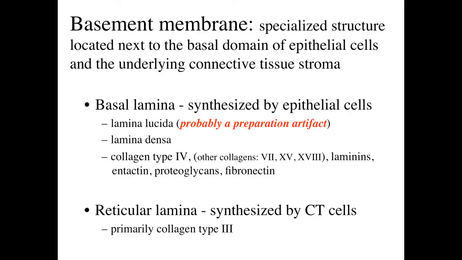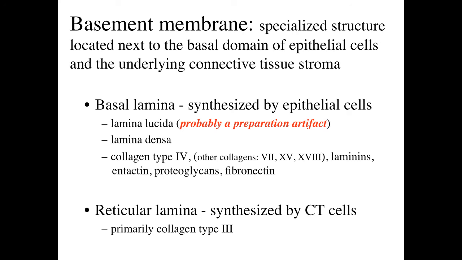Now, the basement membrane is a specialized structure. It's located next to the basal domain of epithelial cells, and it involves the underlying connective tissue stroma. The basal lamina is synthesized by epithelial cells, and the reticular lamina is synthesized by connective tissue cells. Taken together, the basement membrane consists of a basal lamina and a reticular lamina. We're going to talk about two components of the basal lamina, a lamina lucida and a lamina densa. We're going to suggest to you that the lamina lucida may well be a preparation artifact, although it is talked about in histology textbooks as a distinct structure.